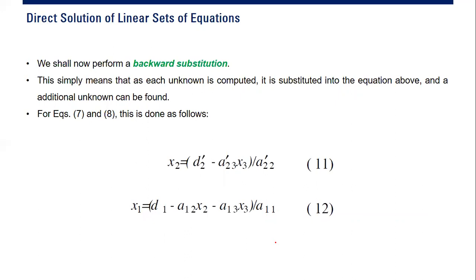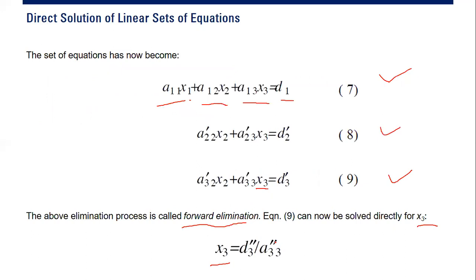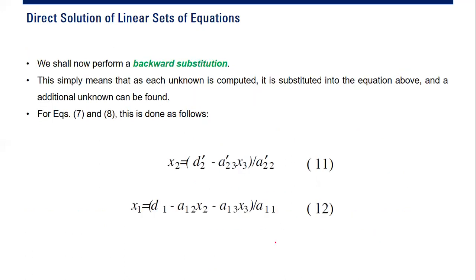This simply means that as each unknown is computed, it is substituted into the equation above, and an additional unknown can be found. Okay, for equations seven and eight, this is done as follows. So let's check equation eight and equation nine, and let's check equation seven and equation eight.